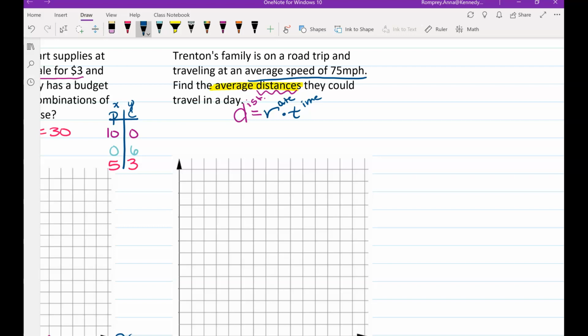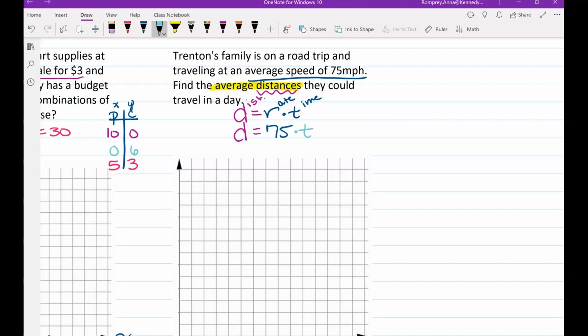Okay, so if we're given the average speed, what part of this formula is speed? Is speed the distance? No. Is speed the time? No, it's the rate. So let's go ahead and plug in 75 for our rate. And it wants us to find the average distance they could travel in a day. So we're looking for the average distance. We're going to solve for D. And we don't know time because we don't know how many hours we've traveled.